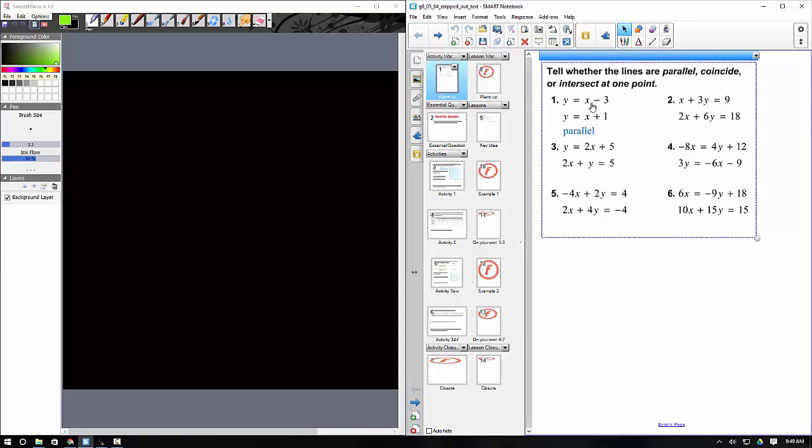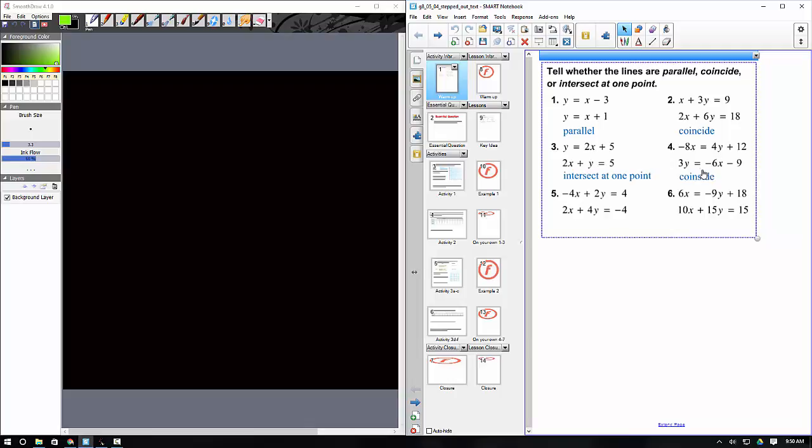If we look here, these two are parallel simply because they both have the same slope. This one here, coincide. The reason why they coincide is they're exactly the same if you look at it. And that's what coincide really means. If I would double the x, that'd be 2x. I would double the 3, which is 6y, and double the 9 is 18. These are exactly the same equation. This one here will intersect at one point. When I set them equal to each other, I'll have one ordered pair in which they are both exactly the same. This one here, they coincide.